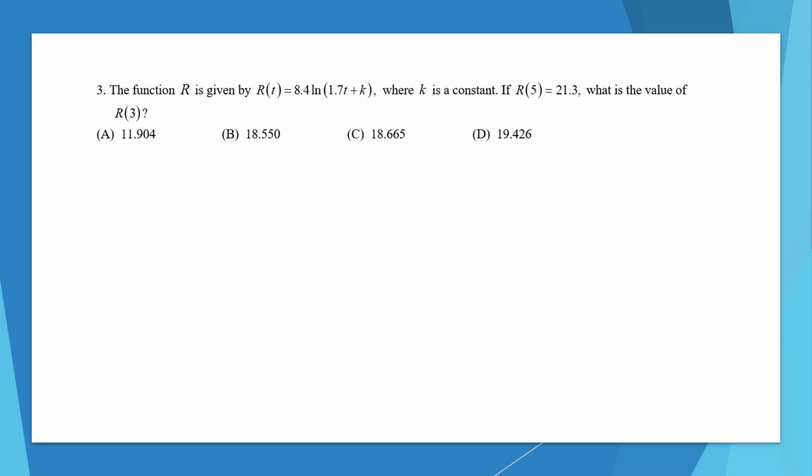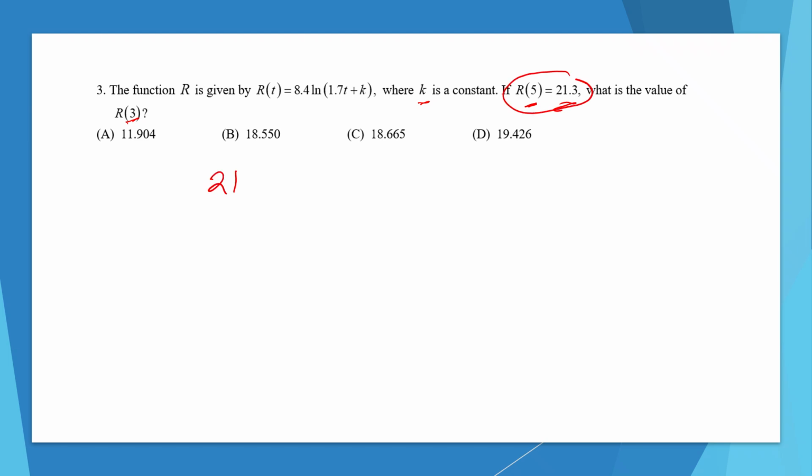All right, and then number 3 here, the function r is given by r of t equals 8.4 ln 1.7t plus k. If you know when you plug in 5 for x, you get 21.3, what is the value of r of 3? So let's see what we have here. The first thing we're probably going to want to do is find what k is so that we have an equation, a full equation, to plug 3 into. So let's see if we can find what k is here. So let's plug in our 1 point that we do know, right?